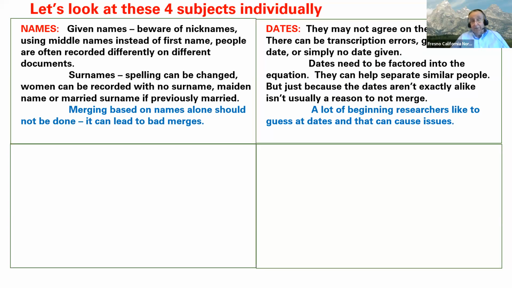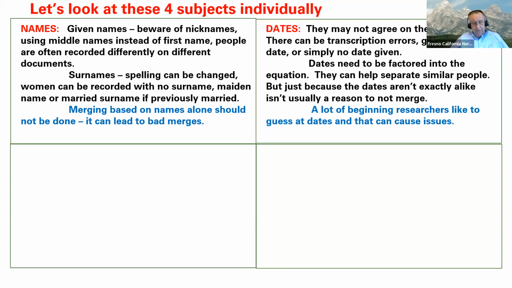Okay, dates. Again, they might not necessarily agree. A lot of times records, official records from countries and states and cities are incorrect. And sometimes the transcriptions that we're working from are in error, or people have been guessing and they don't tell you they're guessing. They just put a date in there thinking, well, maybe that's about when it was. Or maybe there's no dates at all to work from. So dates can be tricky, but they do need to be factored into the equation.